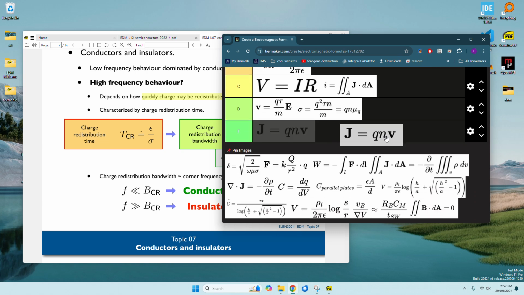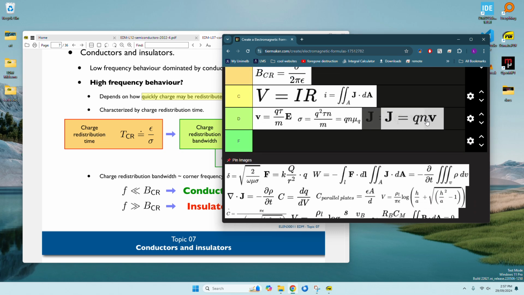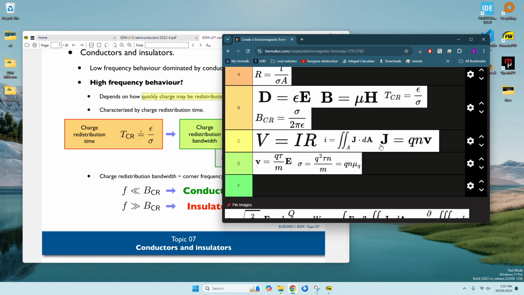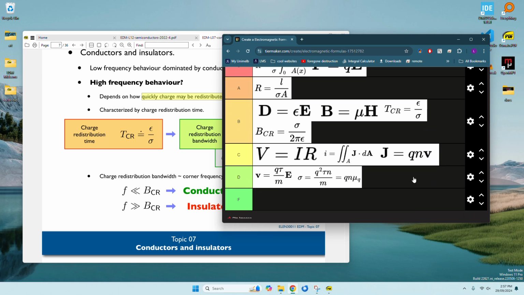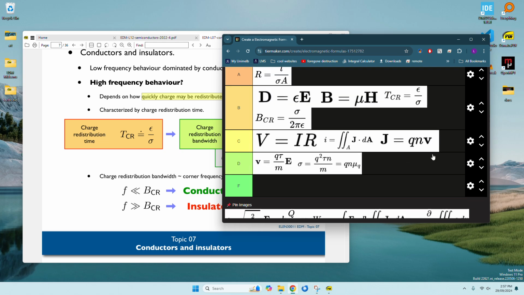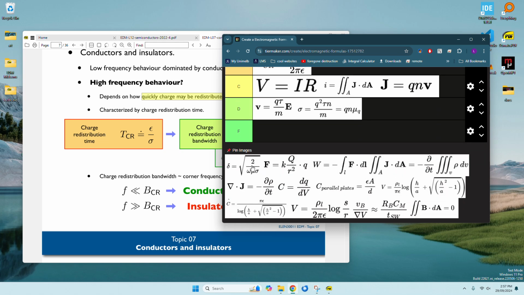Yeah, this just tells you what current density is. Not really that important. It's just that the current density is to do with the density of electrons times their velocity. Pretty intuitive, but sometimes useful for examining things, though you're certainly unlikely to use that in an exam.